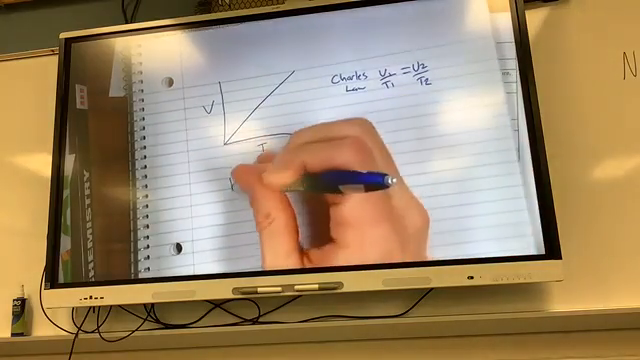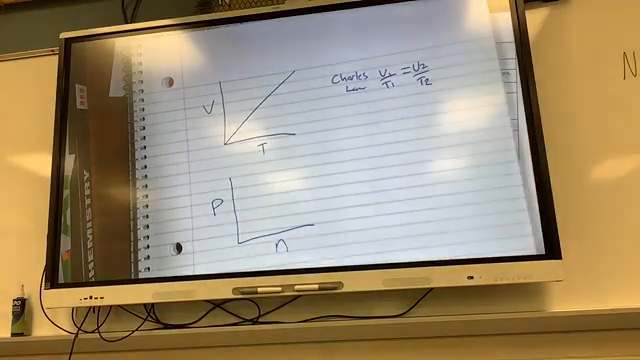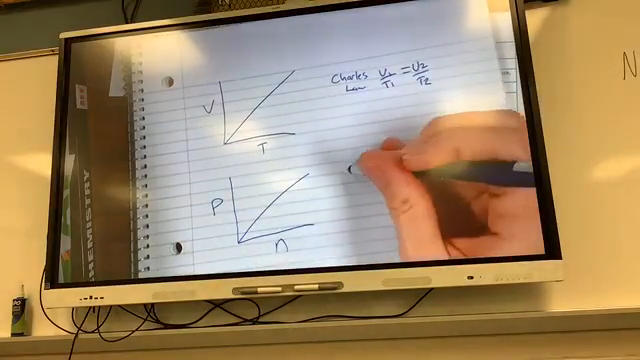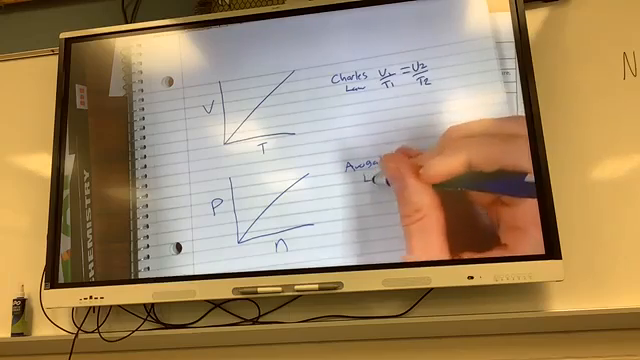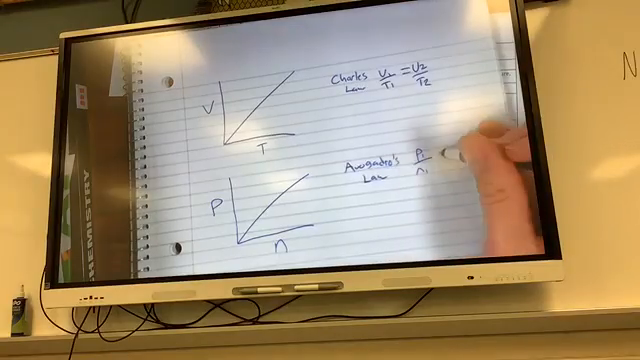And then the last one we did, the new one, was pressure and number of molecules, which was also a direct relationship. This is called Avogadro's law. It's a direct relationship, so it's going to be P1 over N1 equals P2 over N2.